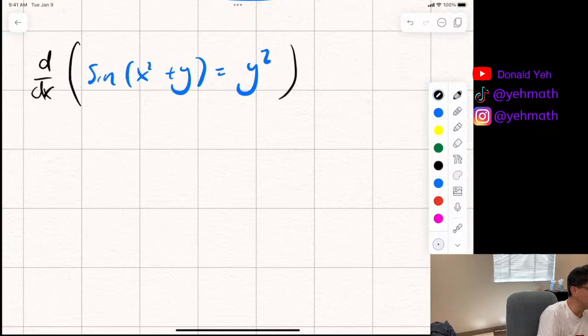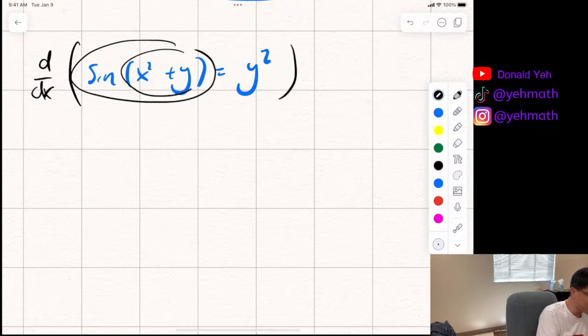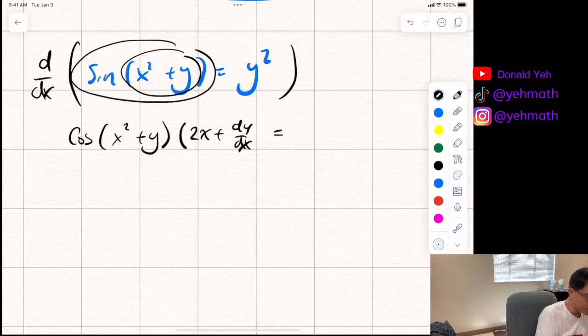Okay, if you take a derivative, watch the argument. So there are two layers, the first layer and the second layer, right? So you should have cosine of x squared plus y times what? 2x plus dy/dx equal to 2y dy/dx.